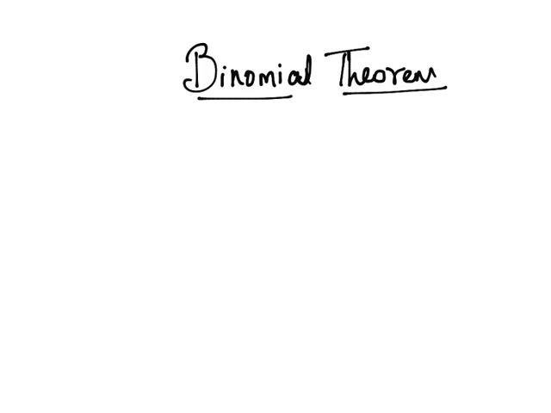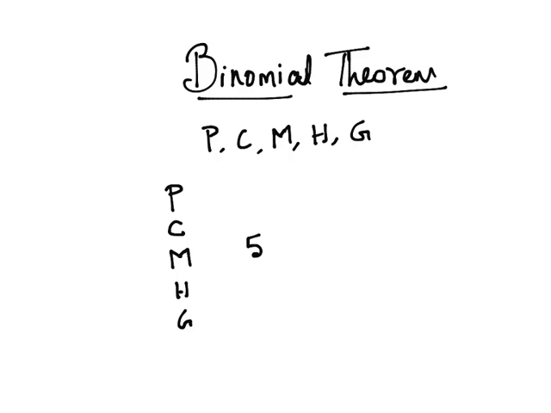Let's say there are five different textbooks: physics, chemistry, math, history, and geography. Okay, so if there are five different textbooks, in how many ways can you take one textbook at a time? Maybe you can take a physics textbook, or a chemistry, or a math, or a history textbook, or a geography textbook. So basically there are five ways, isn't it?